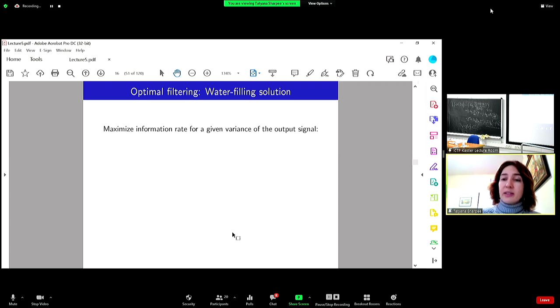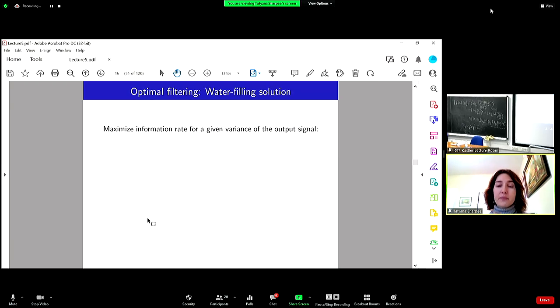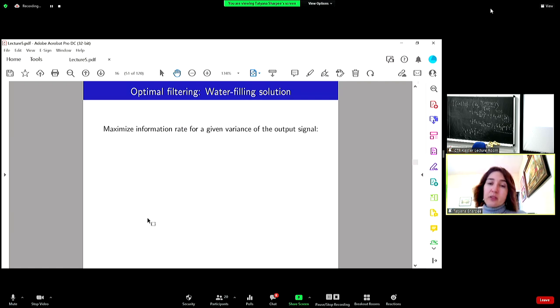Now we can talk about two specific solutions which are famous. The first one is the water filling solution, first obtained in engineering. So far, this expression for the mutual information between signal and the output is, of course, for a linear system, so it is not neuroscience specific and was obtained in engineering. But we will discuss application of this to neuroscience.